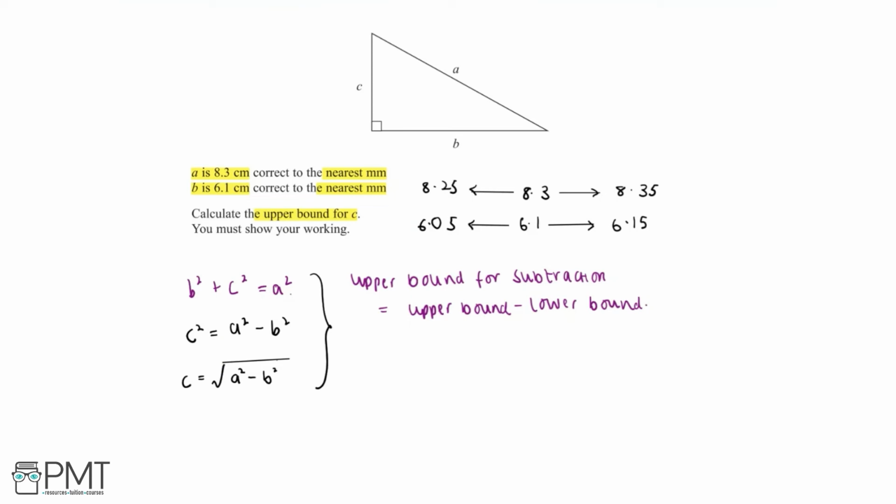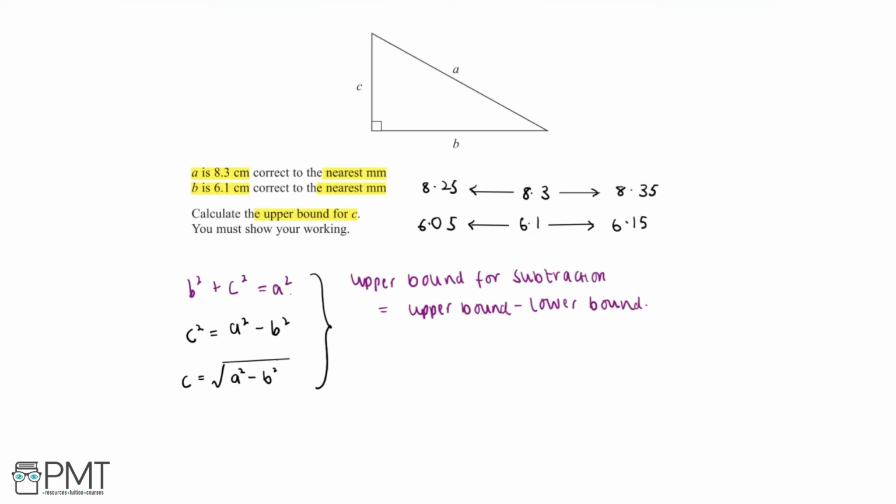If we had upper bound, take away upper bound, we'd be taking more away from the original value, and so we'd end up with a value that's less than the upper bound, take away the lower bound. And since we're trying to find the upper bound, we want to have the highest possible value for C.